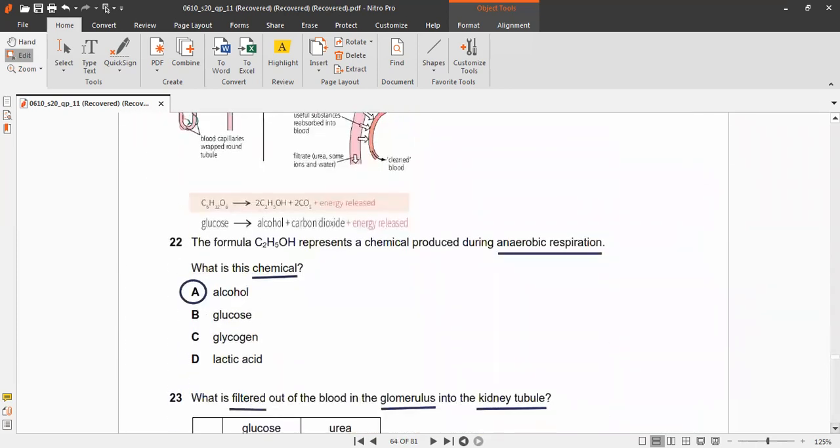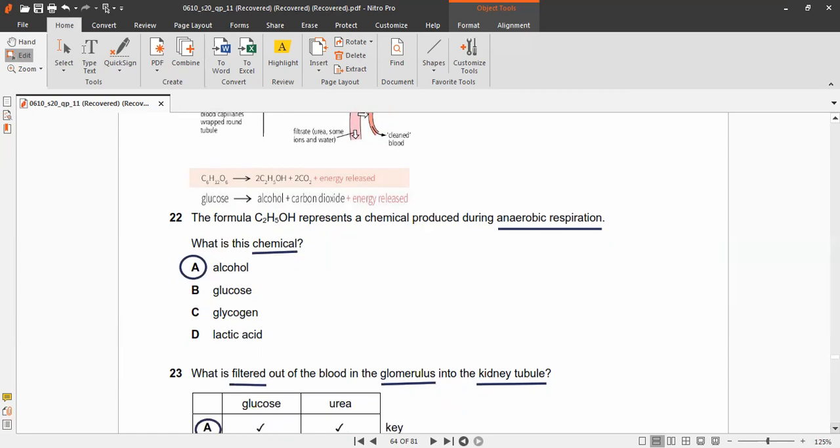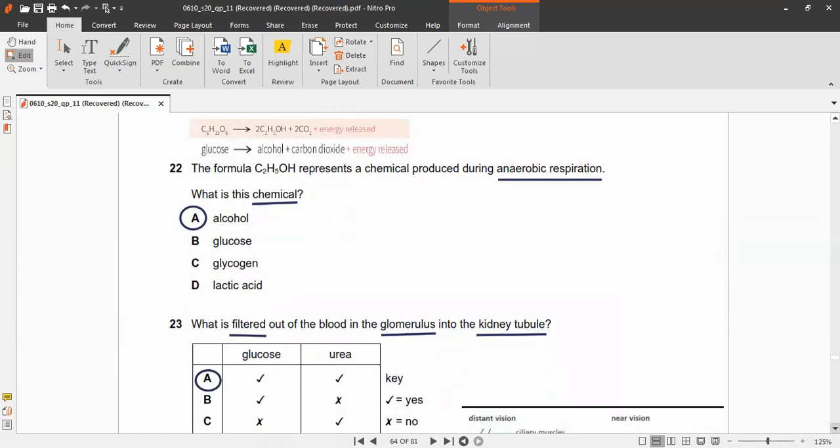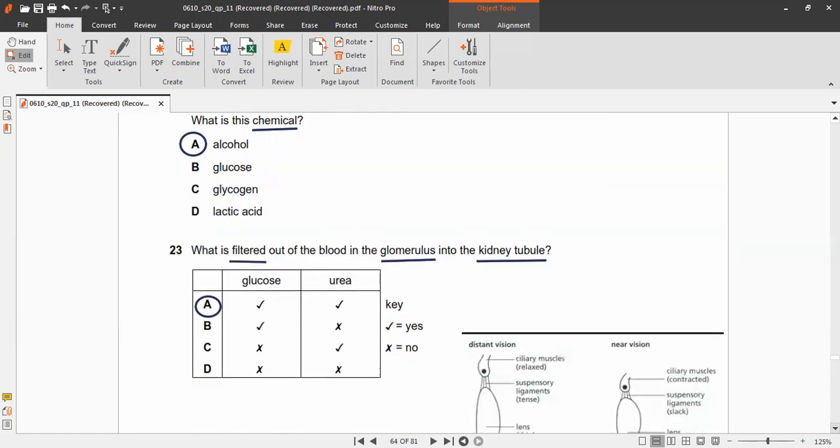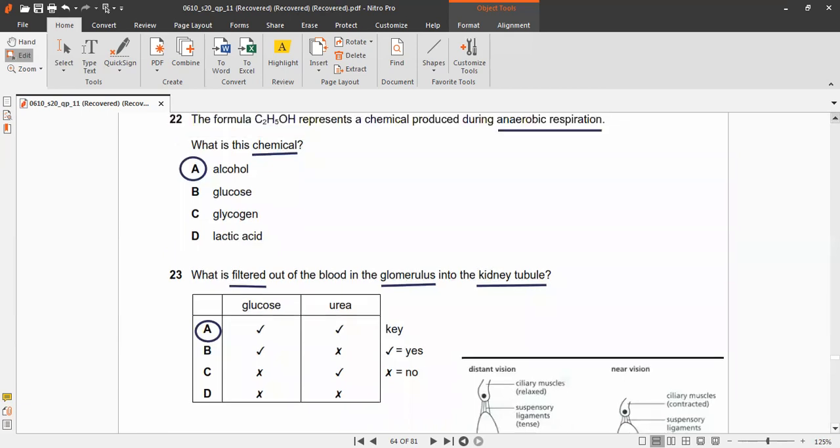The formula C2H5OH represents a chemical produced during anaerobic respiration. What is this chemical? Yes, this chemical, alcohol. What is filtered out of the blood in the glomerulus into the kidney tubule? Correct answer, A, glucose and urea.